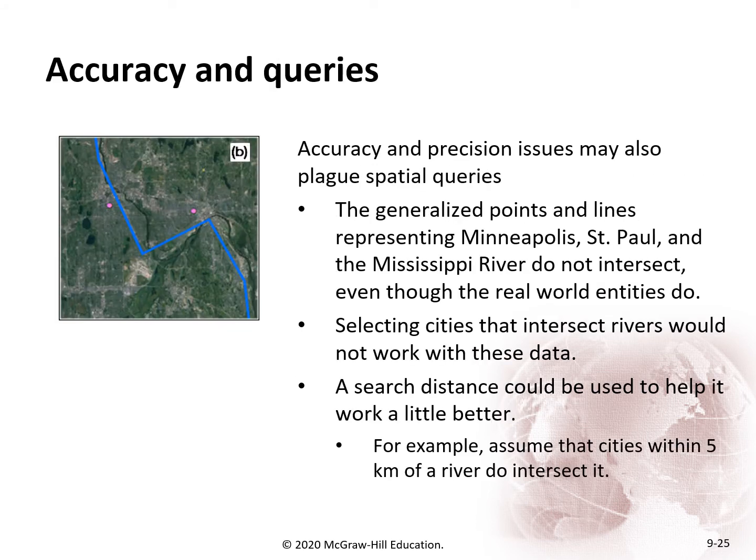Accuracy and precision are also issues that plague spatial queries. Generalized points and lines, like the ones here that represent Minneapolis-St. Paul and the Mississippi River, do not intersect, even though in the real world entities they do, because the cities here are represented as a single dot, but the city is actually a larger area, and that area does cross the boundaries of the river. Knowing that is kind of an important thing if you're the analyst, and it makes you understand that you can't do that type of spatial query from a point feature.